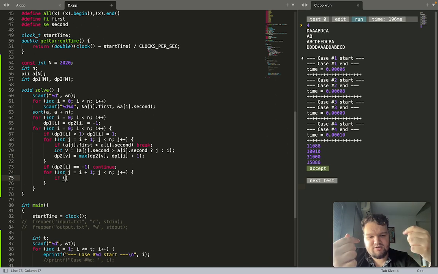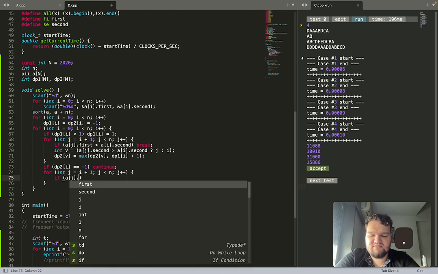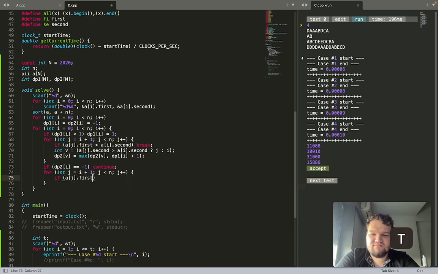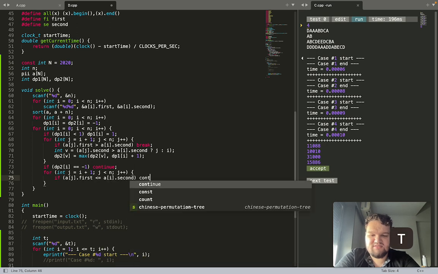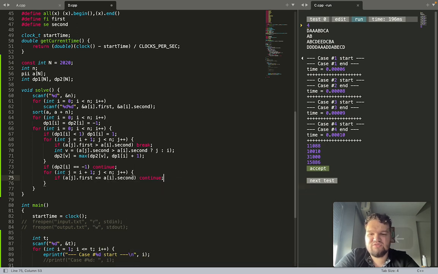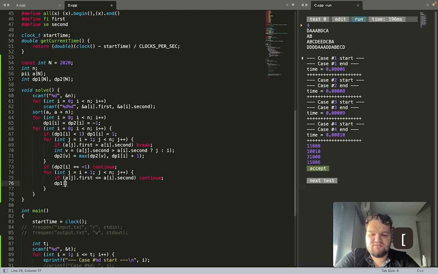Here I need to start the new pair, so it should not intersect the segment I'm talking about here. So if it does intersect, then I don't do this transition, otherwise I do.